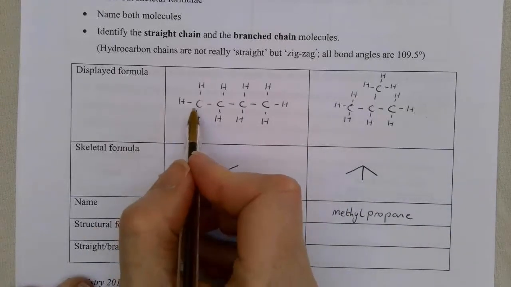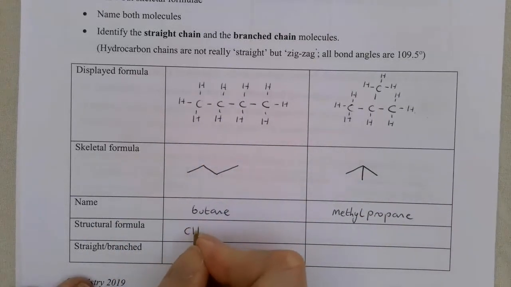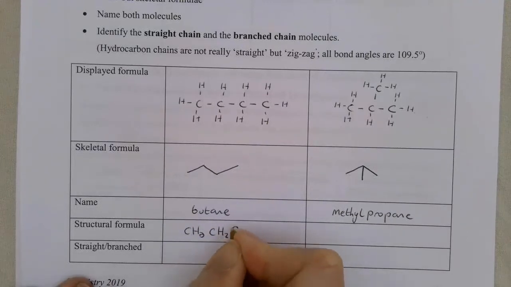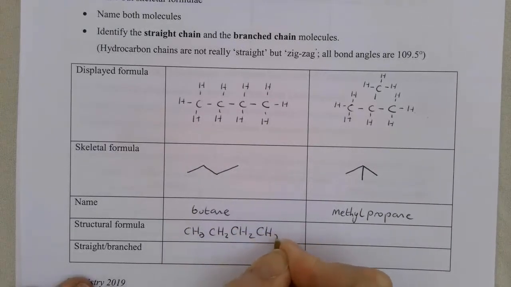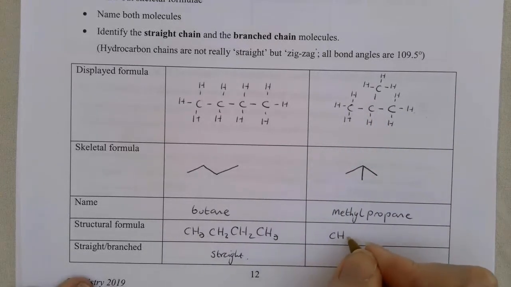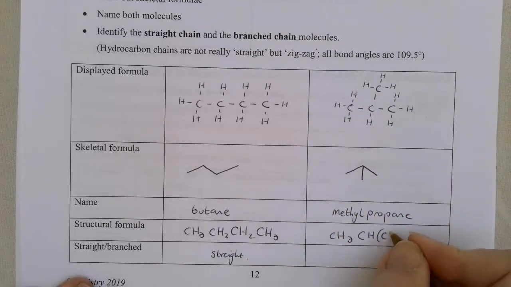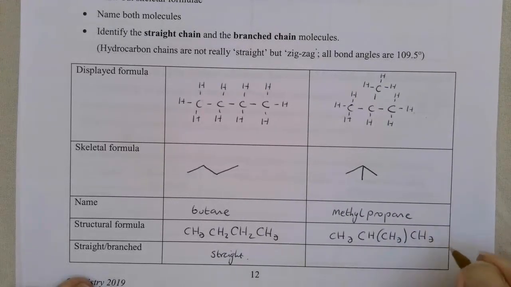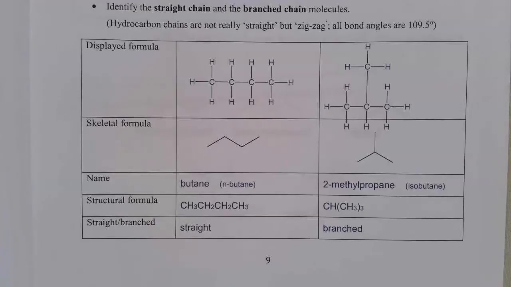Structural formula, remember you're reading them across the page, so I get CH3, CH2, CH2, CH3, and this is a straight chained molecule. Reading this one across the page, I get CH3, CH, but it's got this CH3 group, so I'm going to put that CH3 group in a bracket to show it's a branch, and then I've got a CH3 group on the end, and that obviously is a branched molecule. So you can pause the video at this point and have a go at the examples on the next page.